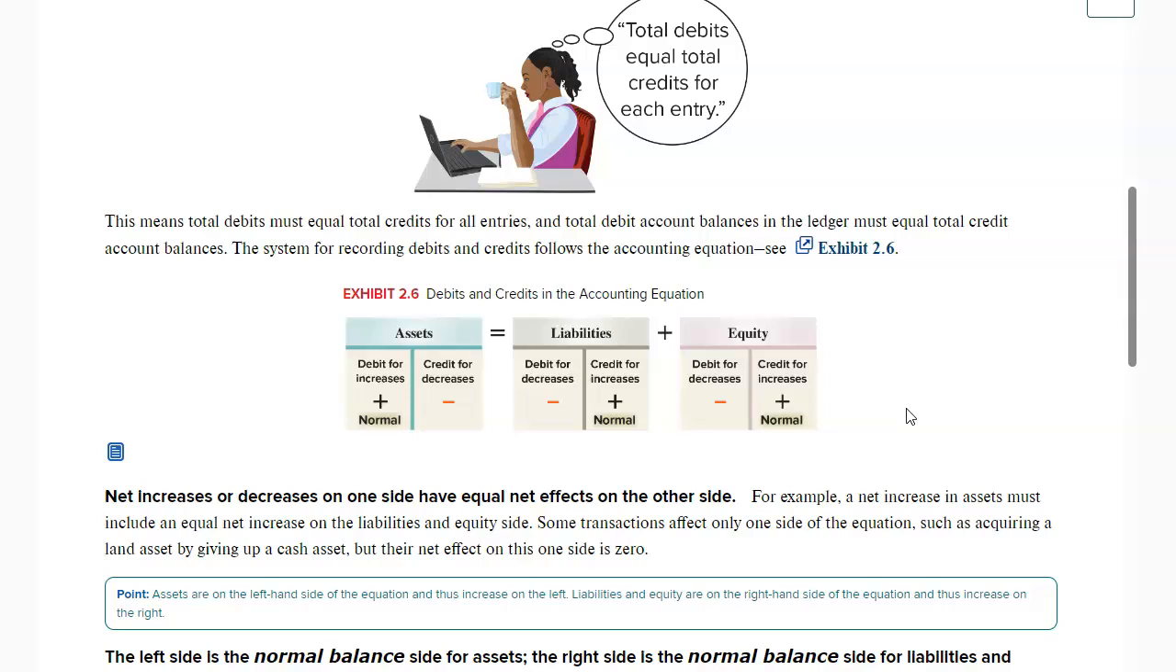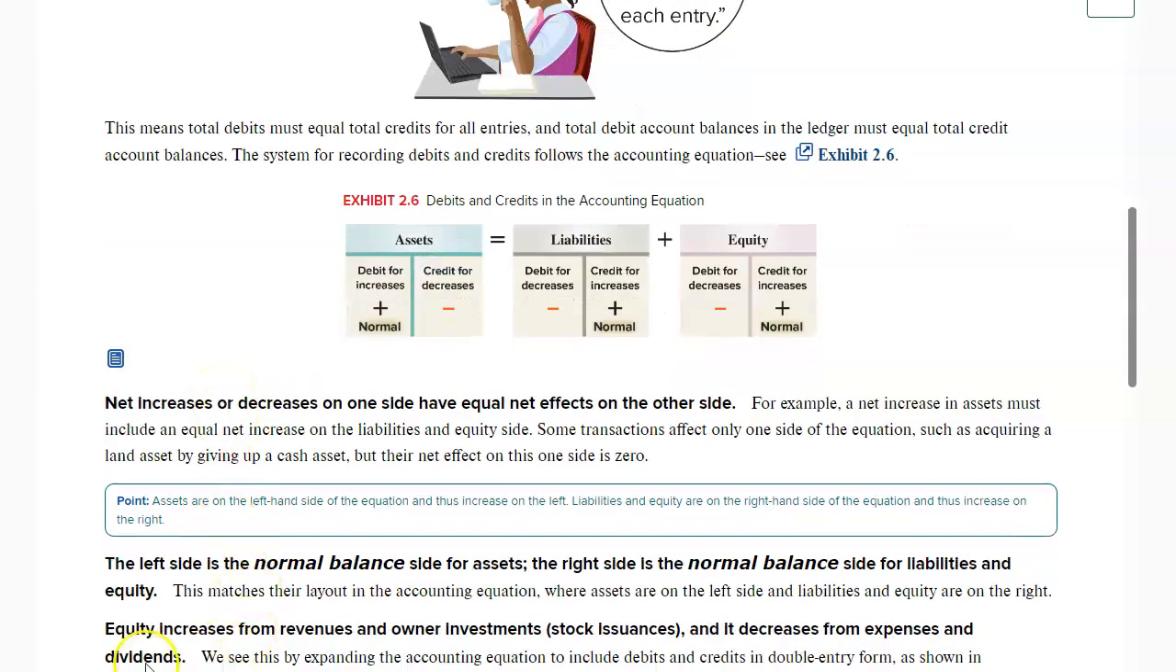This little chart is not bad to keep up with. The normal balance and the increases are always on the same side. Decreases are on the other. So assets, the normal balance and the increases on the left side, decreases on the credit side. Liabilities, normal balance and increases on the credit side. Debits are decreases. The same for equity, except for the 2 accounts over there, expenses and dividends, which we know have a debit balance with increases on the left and decreases on the right. Increases on the debit side, decreases on the credit side.